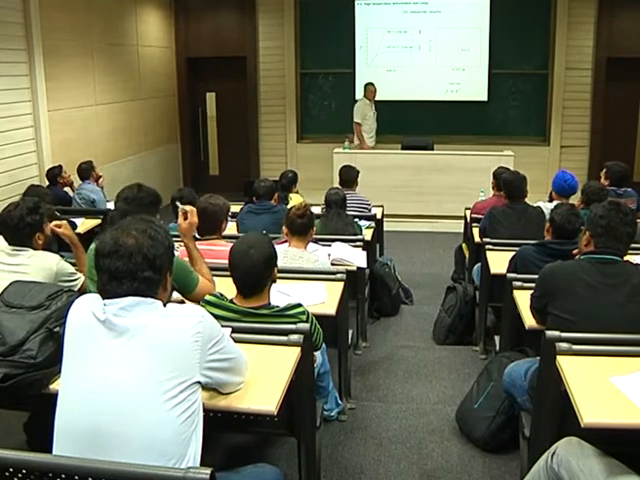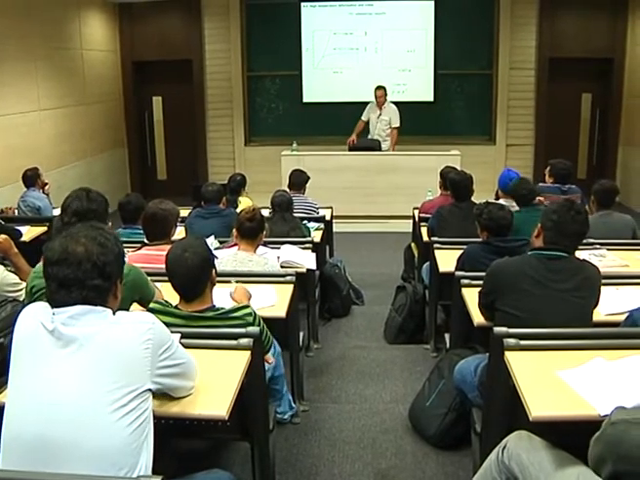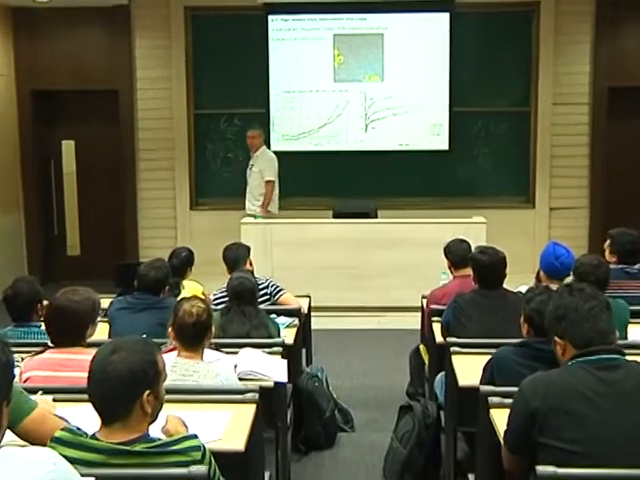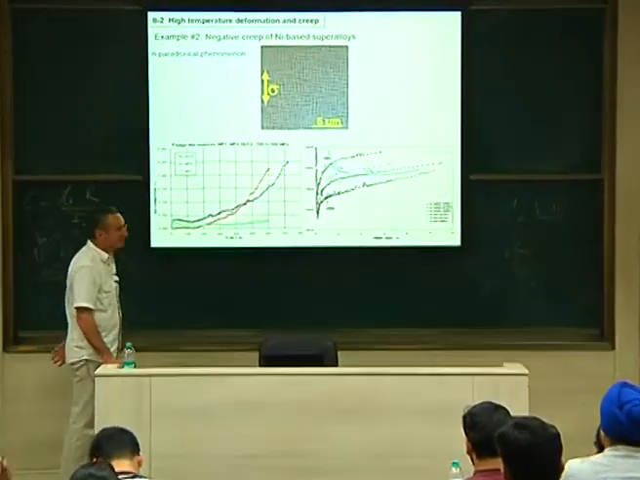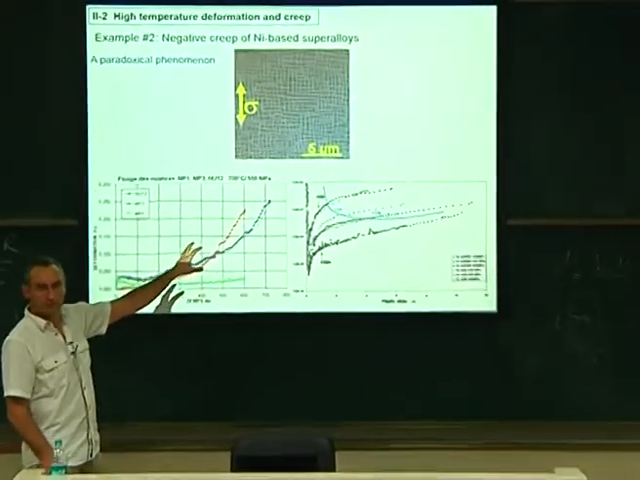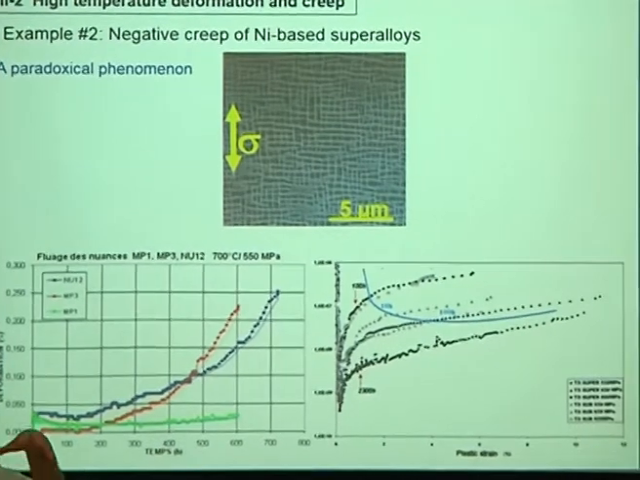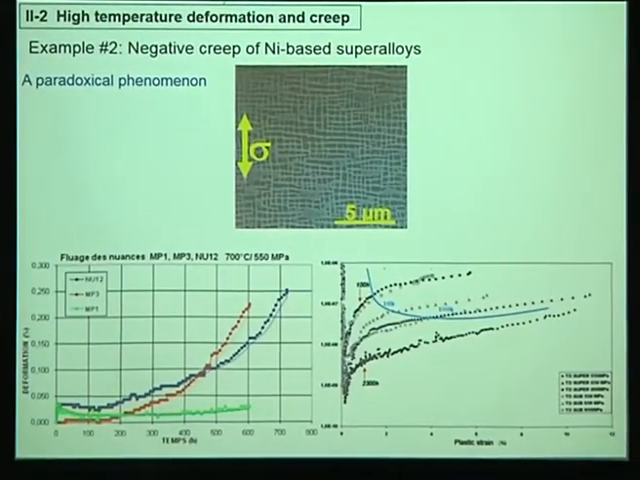Okay, let's go to superalloys for the remaining time. Superalloys, you know what they are. They're made of gamma prime, the cubes that you saw here. I already showed you some pictures in the previous slides where I told you that the misfit stress is very important in the behavior, and I will show you that indeed it is very important.